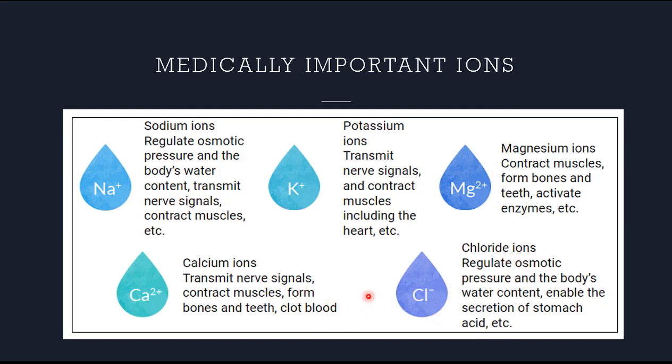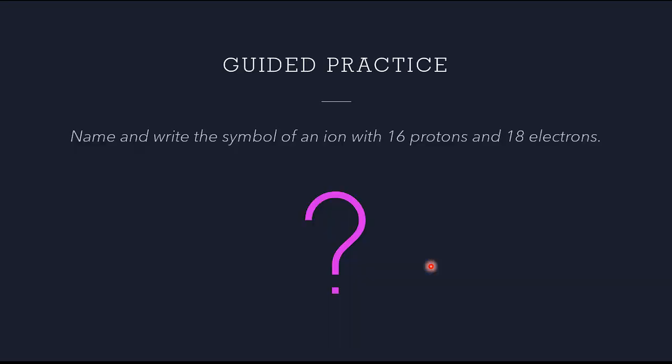And then chloride, sort of like sodium, helps regulate osmotic pressure and the body's water content, as well as it's important in helping with digestion through the secretion of stomach acid and other channels. So chloride is often an ion that's used to help open up channels and cell membranes for the delivery of different things.